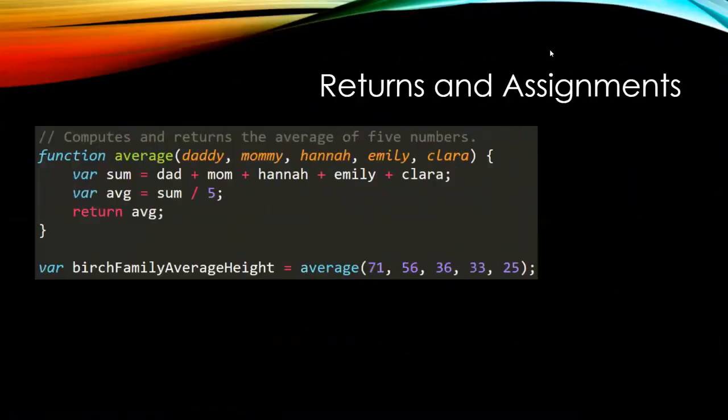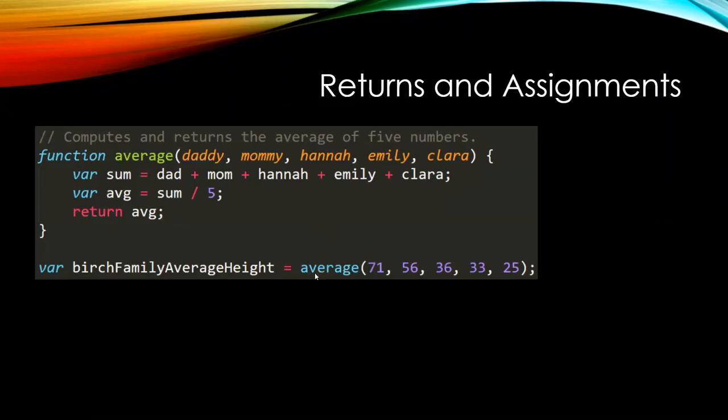Let's keep going. Returns and assignments. Compute and return the average of 5 numbers. Check this out. Function average, we have Daddy, Mommy, Hannah, Emily, Clara. I have to add William onto this. Sum will be Dad plus Mom plus Hannah plus Emily and Clara. That would throw a huge error. Dad and Mom will be undefined, but that's okay. Var average equals sum divided by 5, and we'll return average.